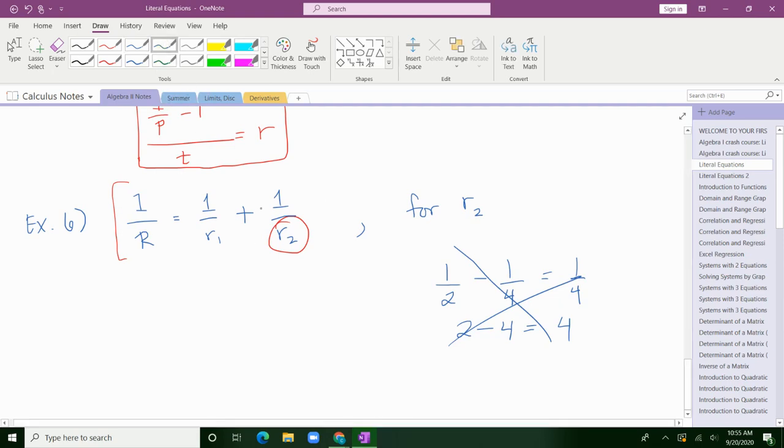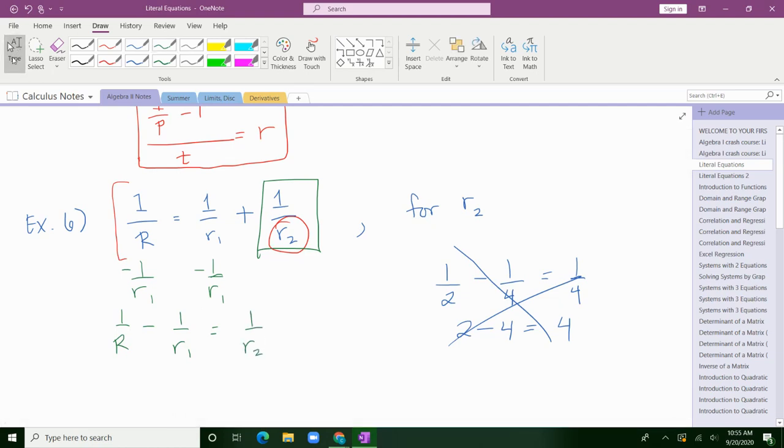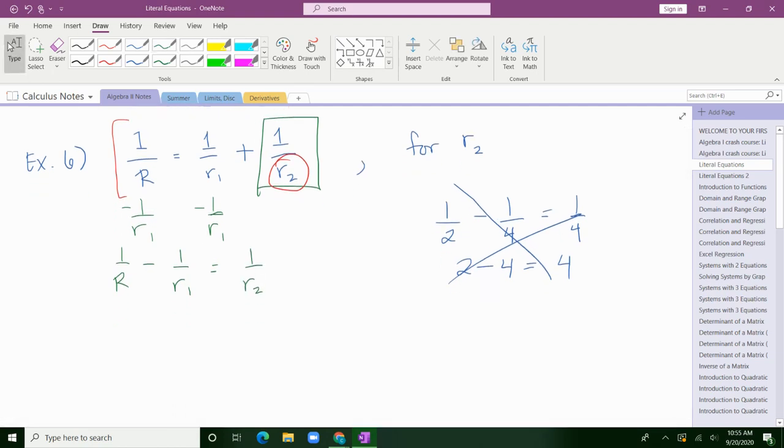What we're going to do is use that one hint that says, if the variable is part of a term, get that term alone first, using subtraction or addition. So I'm going to subtract 1 over R1. So I have 1 over R minus 1 over R1 equals 1 over R2. Now I'm going to use the hint that I just showed you that says if the variable you want is in the denominator, get it in the numerator by multiplying each side by it.